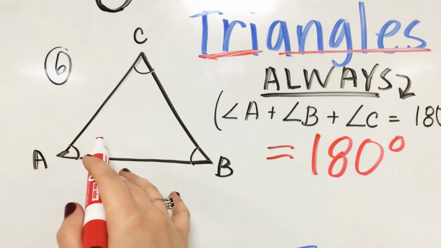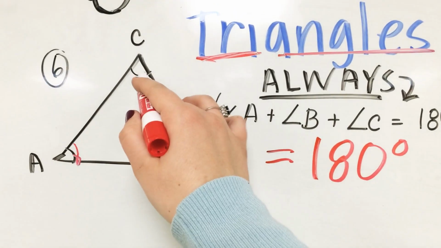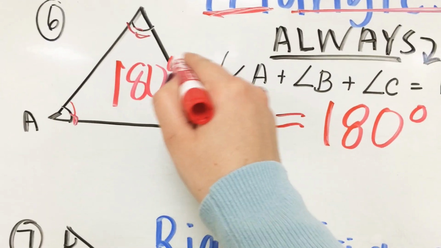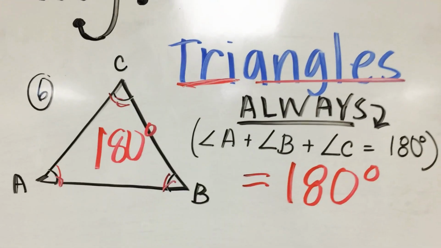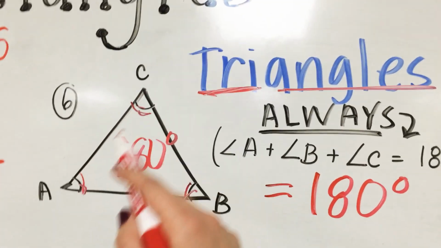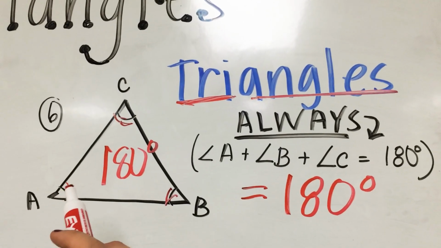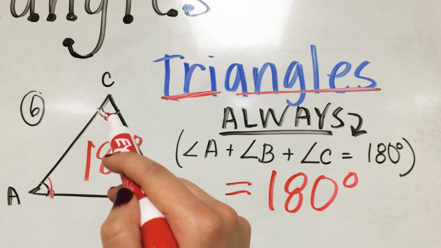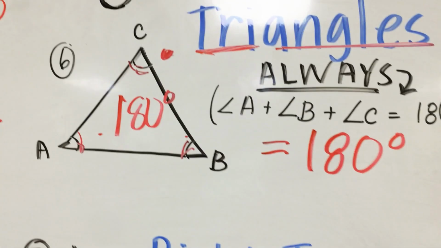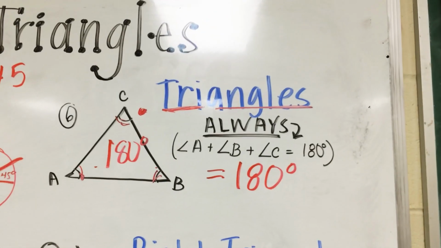So if these are my angles, this angle, angle A, plus angle B, plus angle C is always going to equal 180 degrees without fail, okay? Always and forever. All three angles inside of a triangle will always equal 180 degrees, okay? So this angle plus this angle plus this angle, okay? If you know this angle, you can then find this one and this one, or vice versa, okay? Always going to equal 180 degrees.